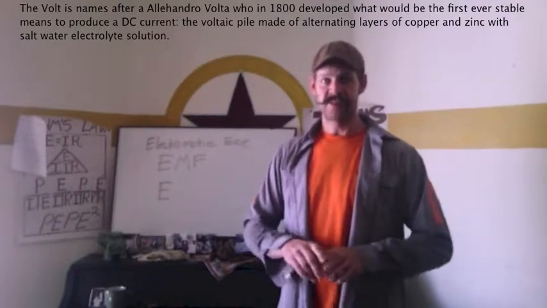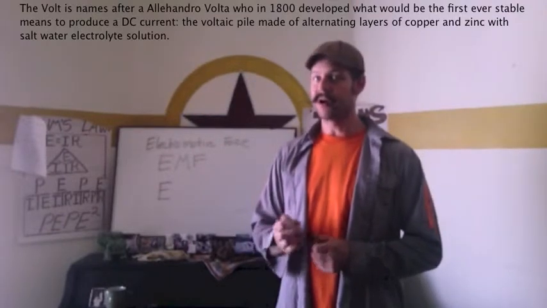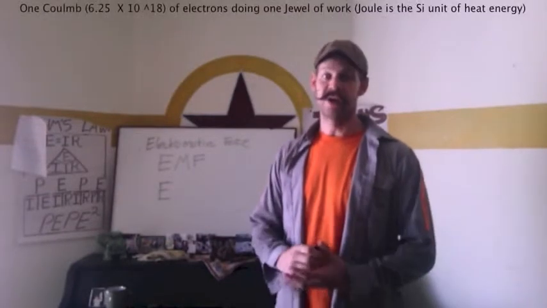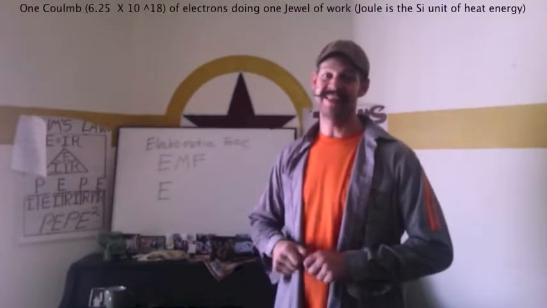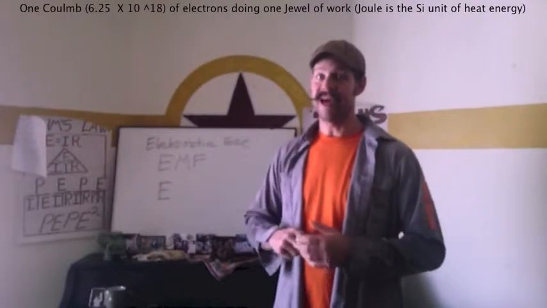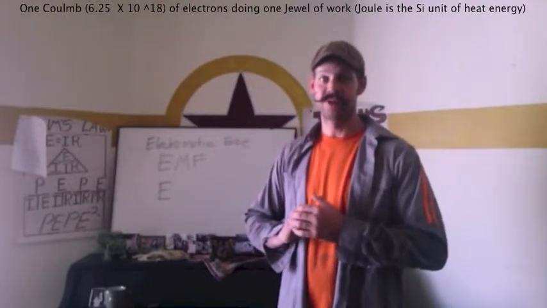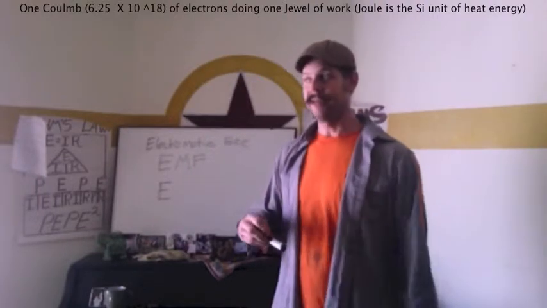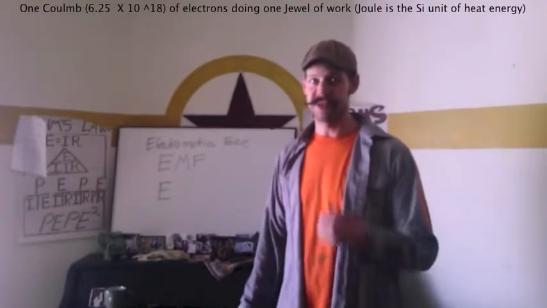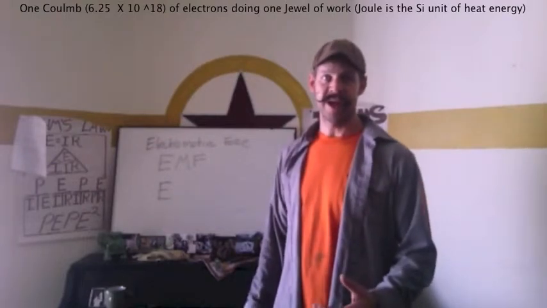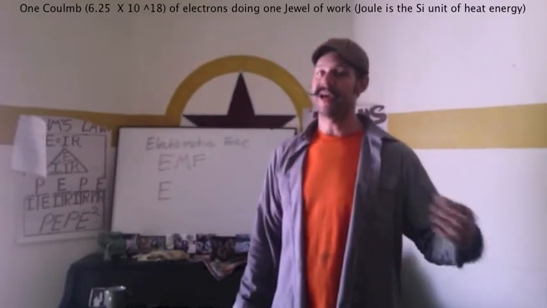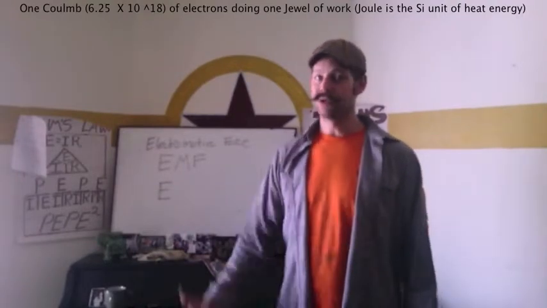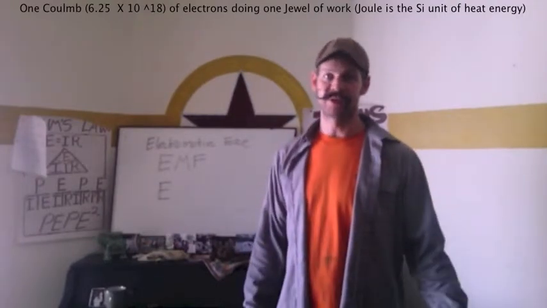A volt is specifically 1 coulomb of electrons doing 1 joule of work. A coulomb is 6.25 times 10 to the 18th, and that number of electrons doing 1 joule of work will create 1 volt. And that means a volt is a very specific, precise measurement, and even as it's derived in different formulas, you will always create the same 1 joule of work, 1 coulomb of electrons.